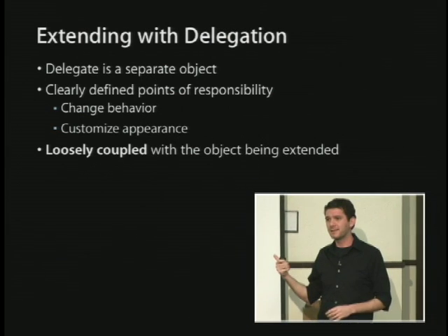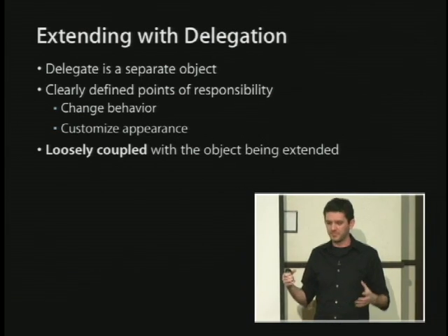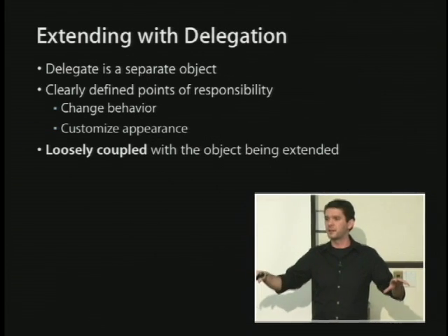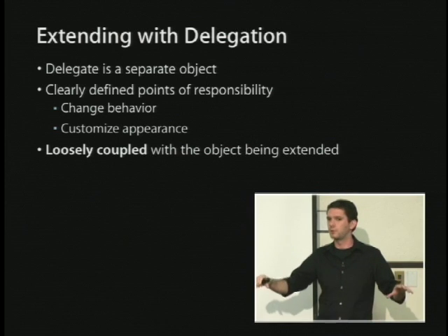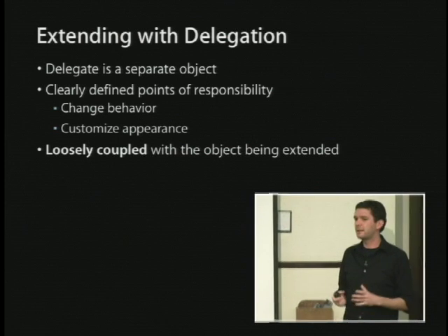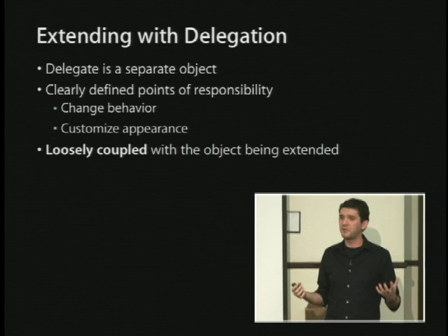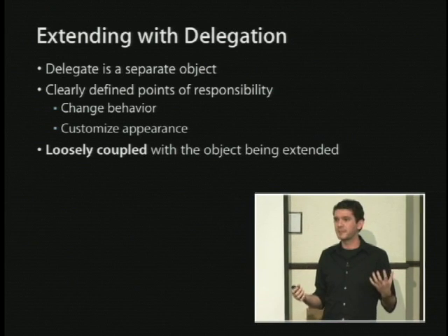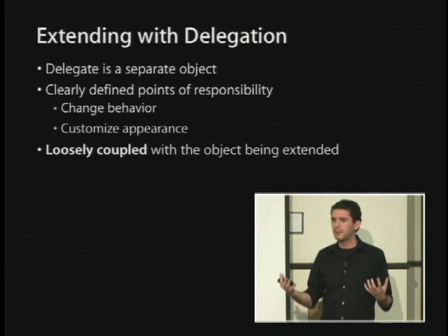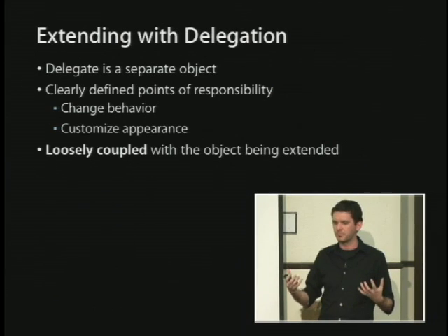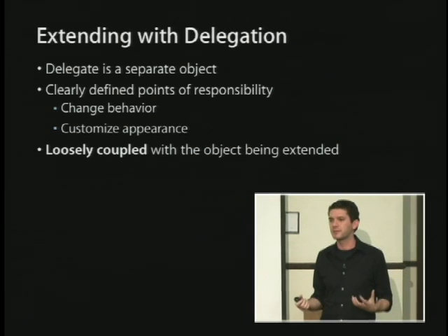The delegate is a separate object. So if you have your scroll view, the scroll view will have a delegate. And it's some other object. And generally speaking, it's probably your controller object. The Objective-C protocol defines the set of methods that the delegate will implement. Basically it creates a very clearly defined set of override points where you can customize behavior or customize appearance.